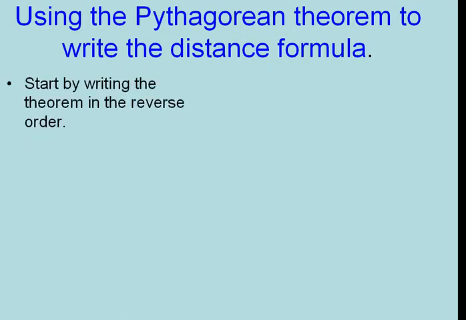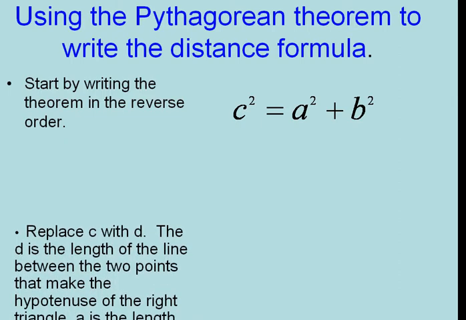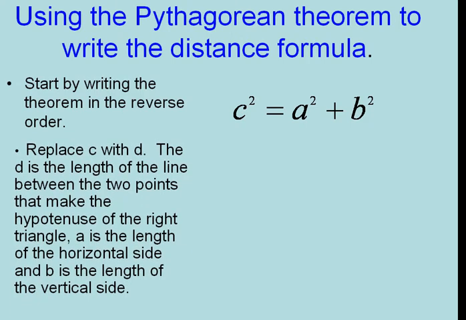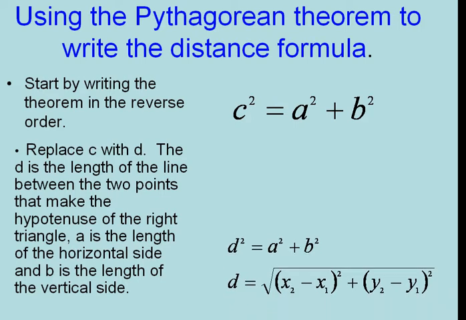We'll use the Pythagorean theorem to write the distance formula. We start by writing the theorem in the reverse order. Instead of a squared plus b squared equals c squared, we write it as c squared equals a squared plus b squared. We'll replace c with d. The d is the length of the line between the 2 points that make the hypotenuse of the right triangle. a is the length of the horizontal side, and b is the length of the vertical side.